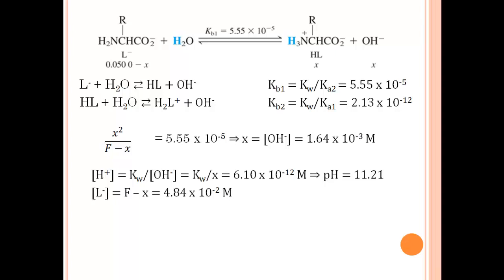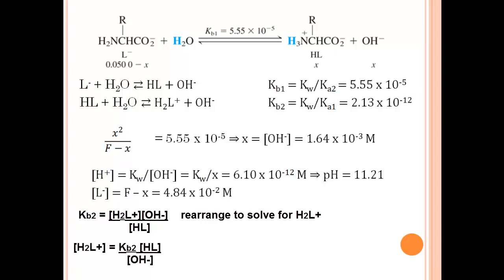And of course, if I wanted to find the concentration of H2L plus here in this basic form solution, all I got to do is find it from the Kb2 equilibrium. So I know here that my Kb2 expression would be H2L plus times OH divided by HL is equal to my Kb2. I can solve for H2L plus because I know everybody else in there, so that would give me H2L plus is equal to Kb2 times the concentration of HL divided by the concentration of OH minus. I know what the Kb2 is. It's right here, 2.13 times 10 to the negative 12. I know what HL is because that's my X, and I know what my OH is because that's my X, so the concentration of H2L plus equals 2.13 times 10 to the negative 12.